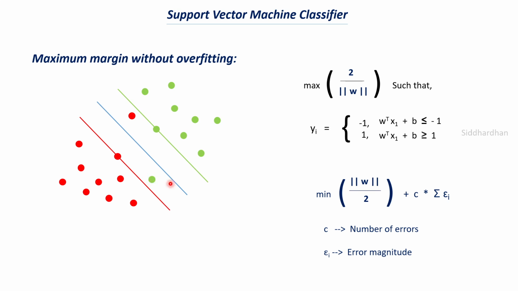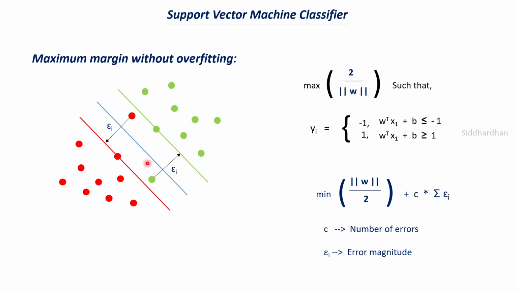So in that case, what we will do is include this error part. What I'm basically doing is allowing the model to make some errors, some mistakes. So this C is the number of errors that my model can make, and this epsilon i value is the error magnitude. Error magnitude is nothing but the distance between this red colored margin line and this red colored data point, and the distance between this green colored data point and this particular line. So these are errors, right?